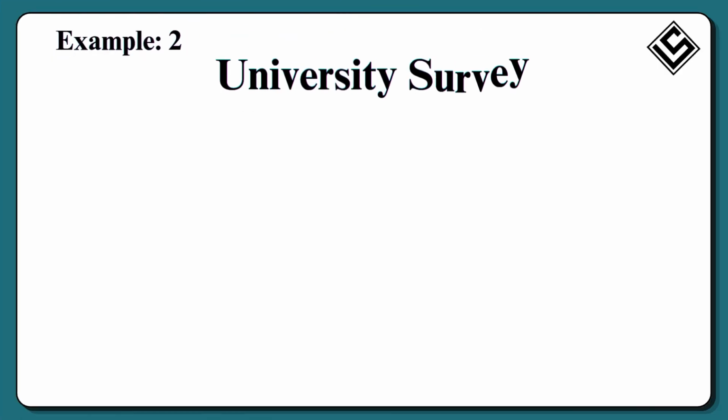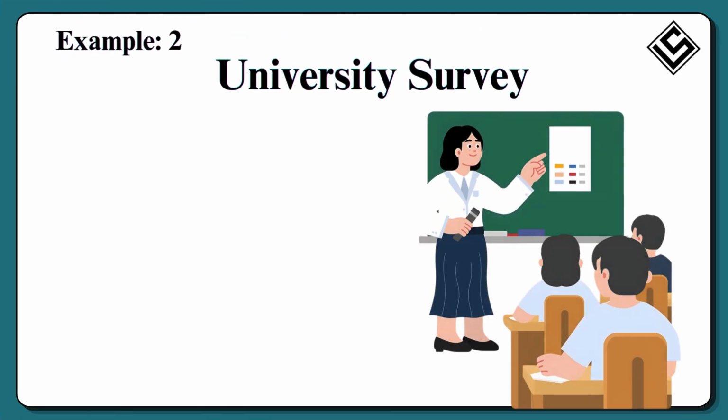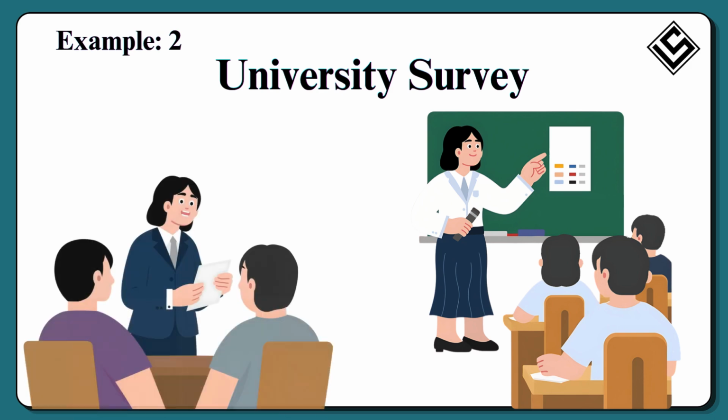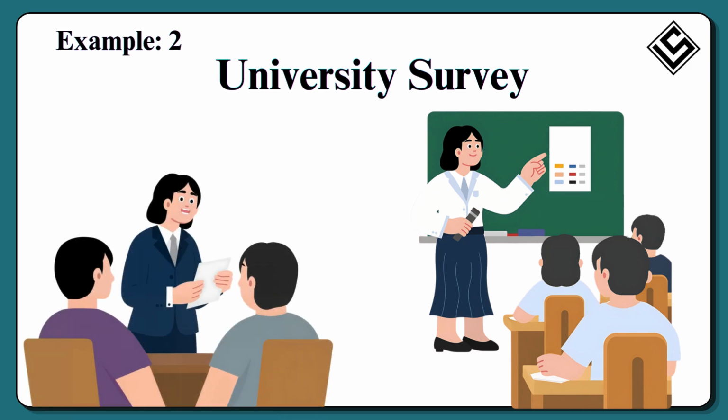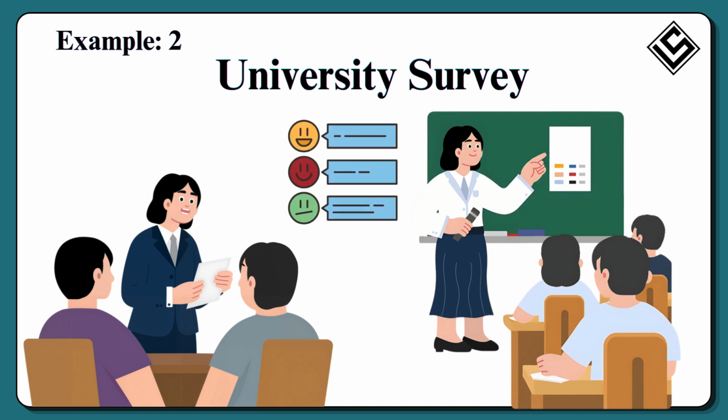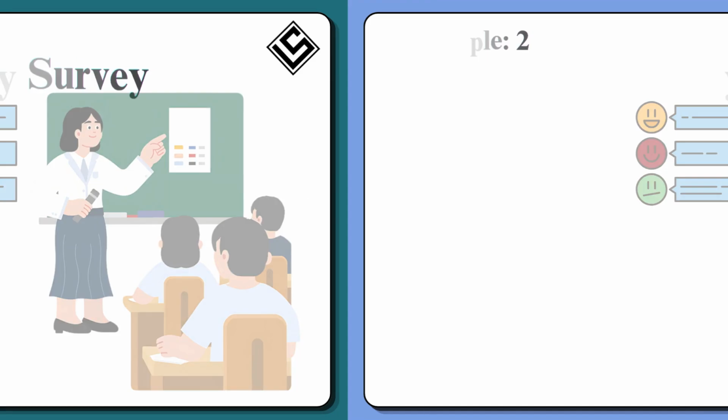Here's another example. Suppose a university wants to know how satisfied its students are with campus facilities. Instead of asking every student, it surveys a carefully selected sample. The responses from that sample help the university understand the opinions of the entire student population.